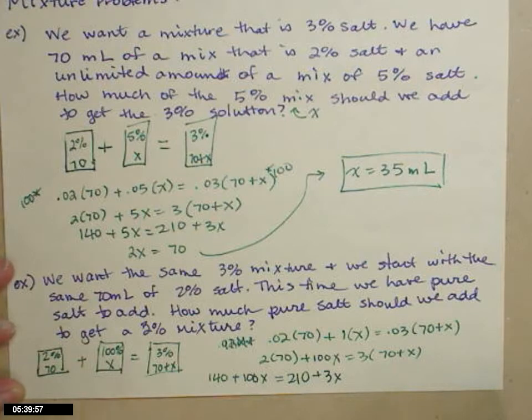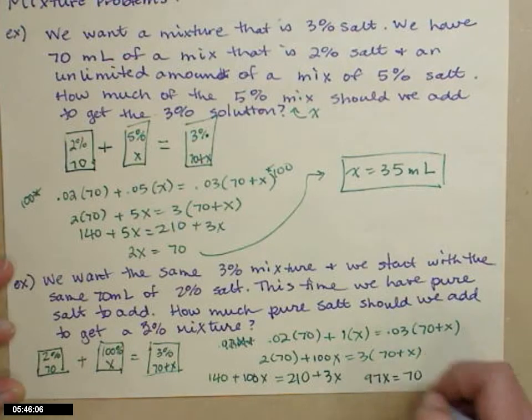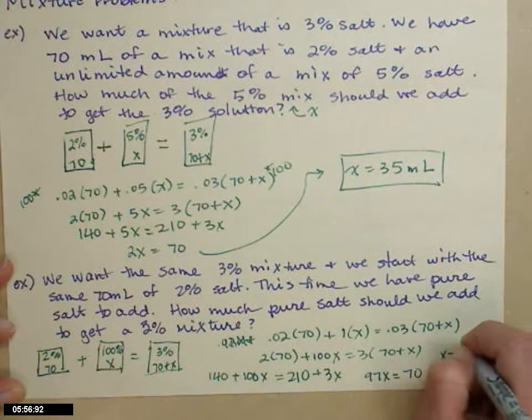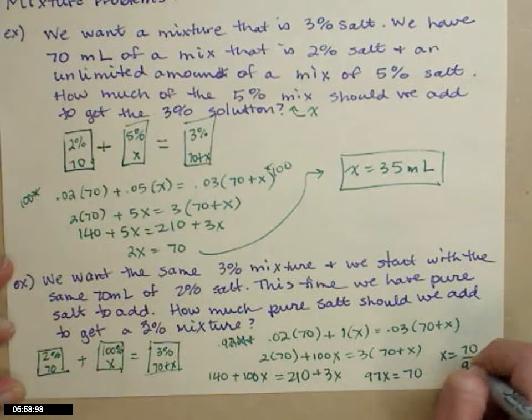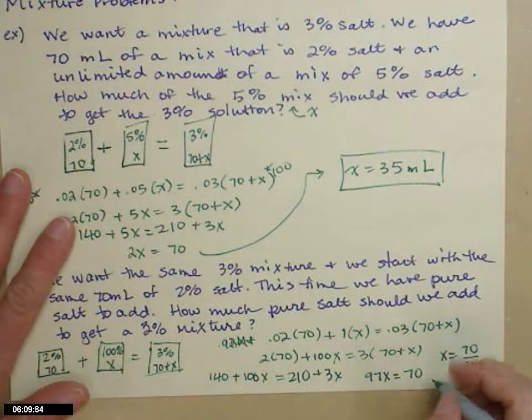Getting the x's together, I get 97x equals 70 when I bring the 140 across. And then do a division to end. So x is 70 over 97. Go ahead and grab your calculators and punch those in. And my calculator tells me 0.7216 and a bunch of other digits.